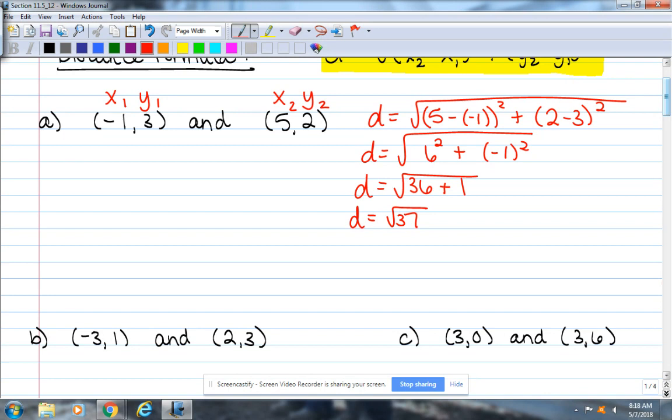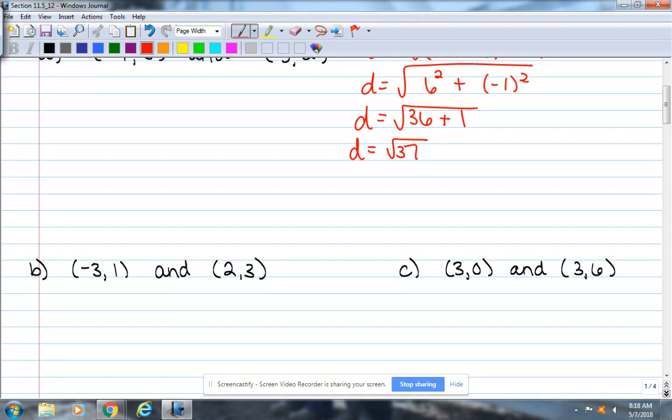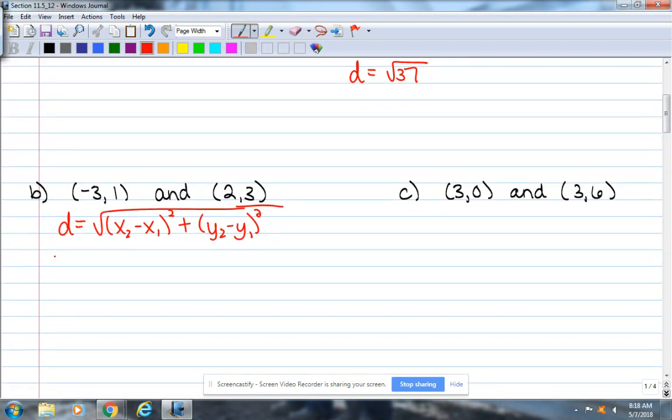All right, copy down problem B. (-3, 1) and (2, 3). We want to find the distance between those two ordered pairs. So D equals big radical, parentheses, x2 minus x1, parentheses squared, plus y2 minus y1, parentheses squared. Good? All right, what is my x2? That means the second x.